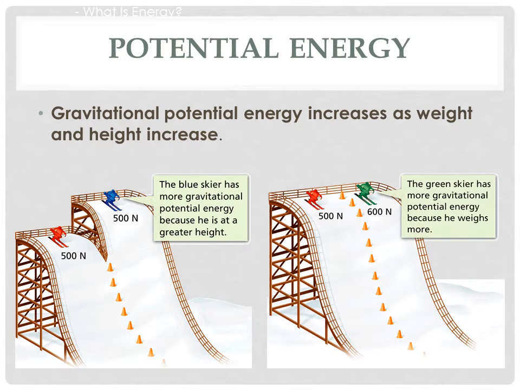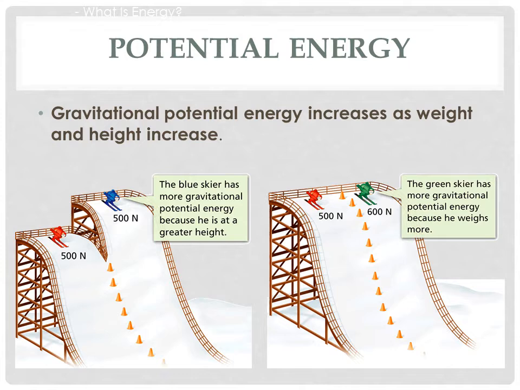Here you can see in first figure number 1, which shows that the blue skier has more gravitational potential energy because he is at a greater height, while the weight of both the skiers are the same, 500 Newton.